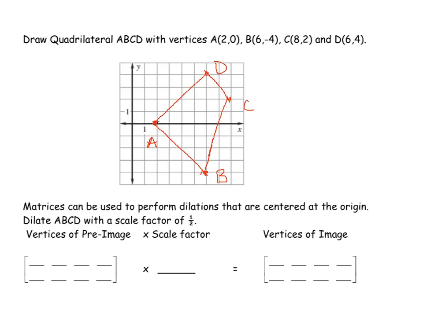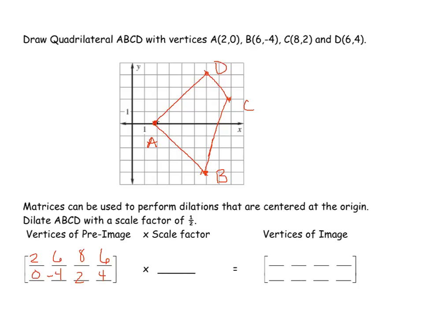Okay, so we've been asked to draw a quadrilateral ABCD with the following vertices, and I've already sketched it on my coordinate plane. And you'll remember from when we talked about translations that we can use matrices to represent coordinate figures. So when we have a quadrilateral, we are going to have a 2x4 matrix. So I'm going to go ahead and write the coordinates into my matrix down here. I'm going to do A in the first column, so that's 2, 0, and B goes in the second, 6, -4, and C is 8, 2, and then D is 6, 4.